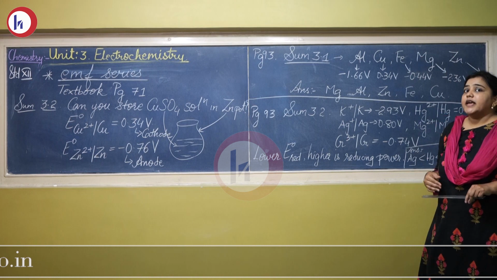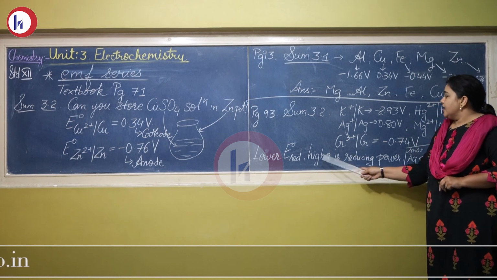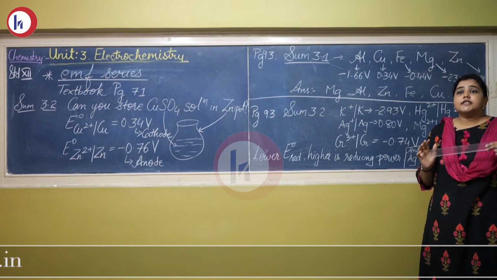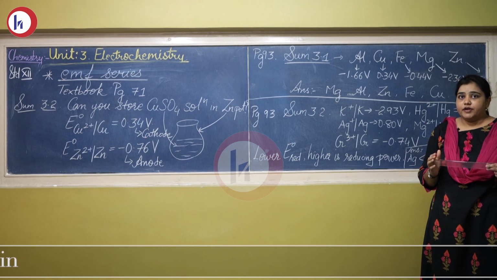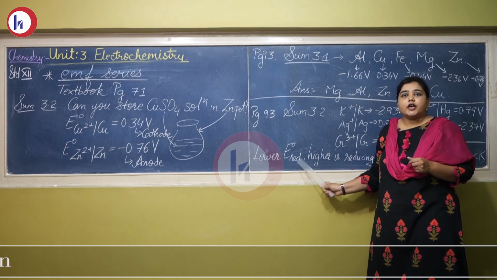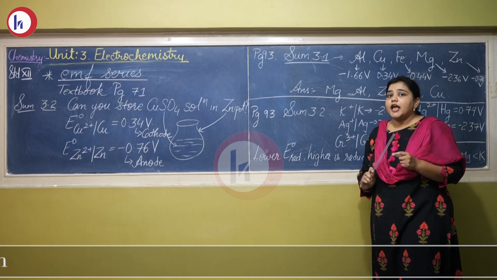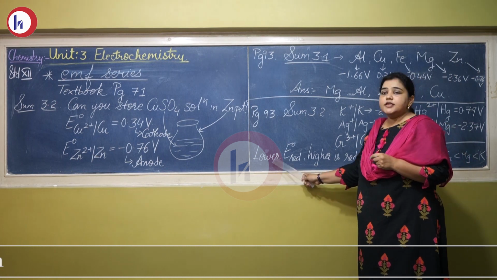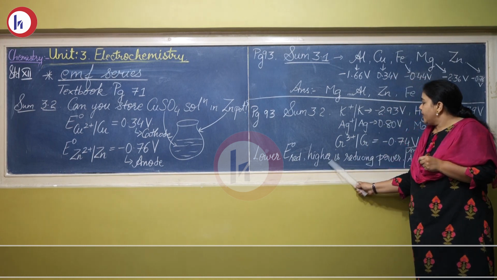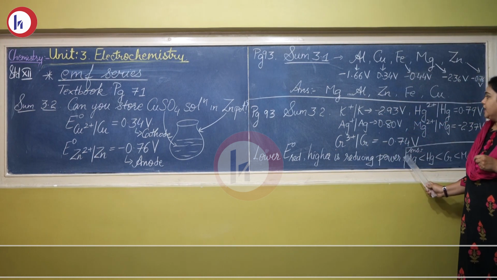Now when can we say a given substance has a higher reducing power? Because the question asked is increasing order of the reducing power. Those metals which have a lower standard reduction potential. Once again I am repeating, those metals which have a lower standard reduction potential will have a higher reducing power.